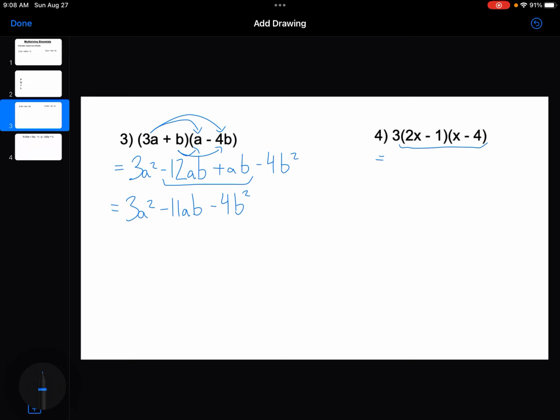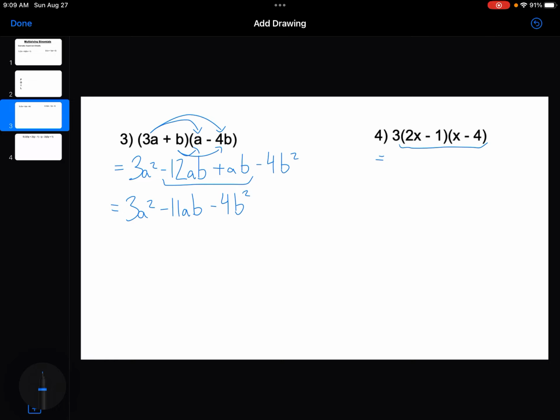Typically what I've found is that if you work through this first and then multiply the 3 in at the end, you're more likely to get the right answer. Because oftentimes students want to multiply that 3 in, and then they either remove the brackets and forget to multiply the entire bracket by the second binomial, or sometimes they multiply the 3 into both brackets, which you can't do.